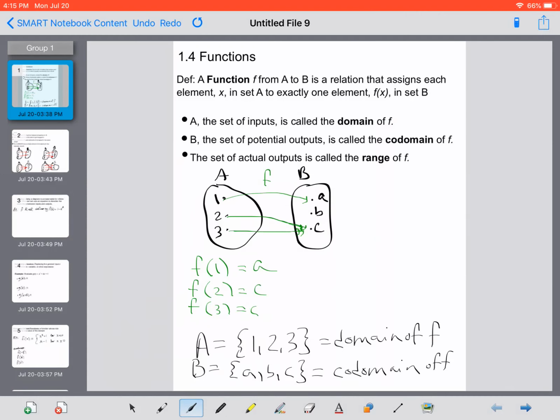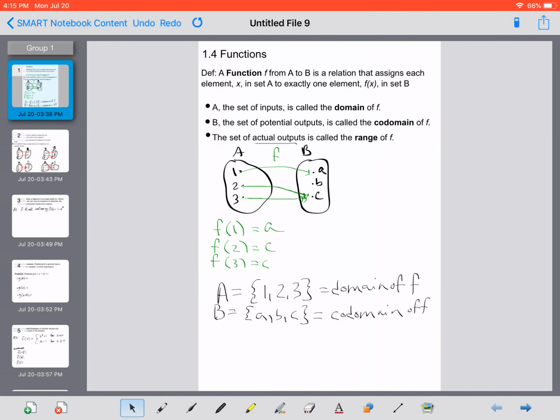We don't want to get that confused with the range of f, because the range of f is the actual outputs of the function. In other words, it's the elements of B that are getting mapped to by something in A. So the actual outputs that you get are a, c, and then c again. We don't need to write c twice. So we would just say that the range of f is the set consisting of a and c. Those are the only elements in the codomain that actually get mapped to under this function.